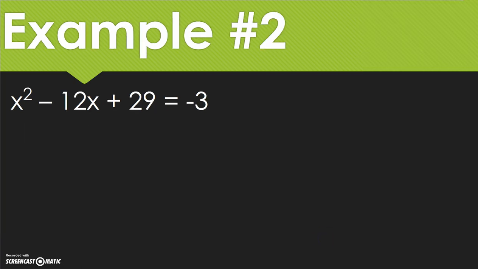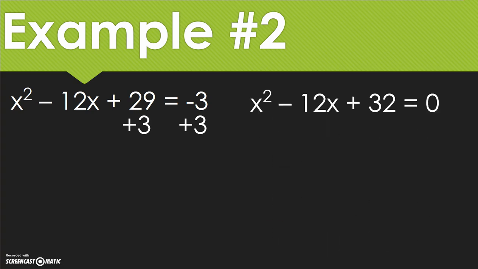Alright, so let's look at another example. We have x squared minus 12x plus 29 equals -3. So our first step is to set it equal to 0. In order to do that, we need this -3 to be 0, so we're going to add 3 to both sides. And we add it to the 29 because that's a like term. So that leaves us with x squared minus 12x plus 32 equals 0.